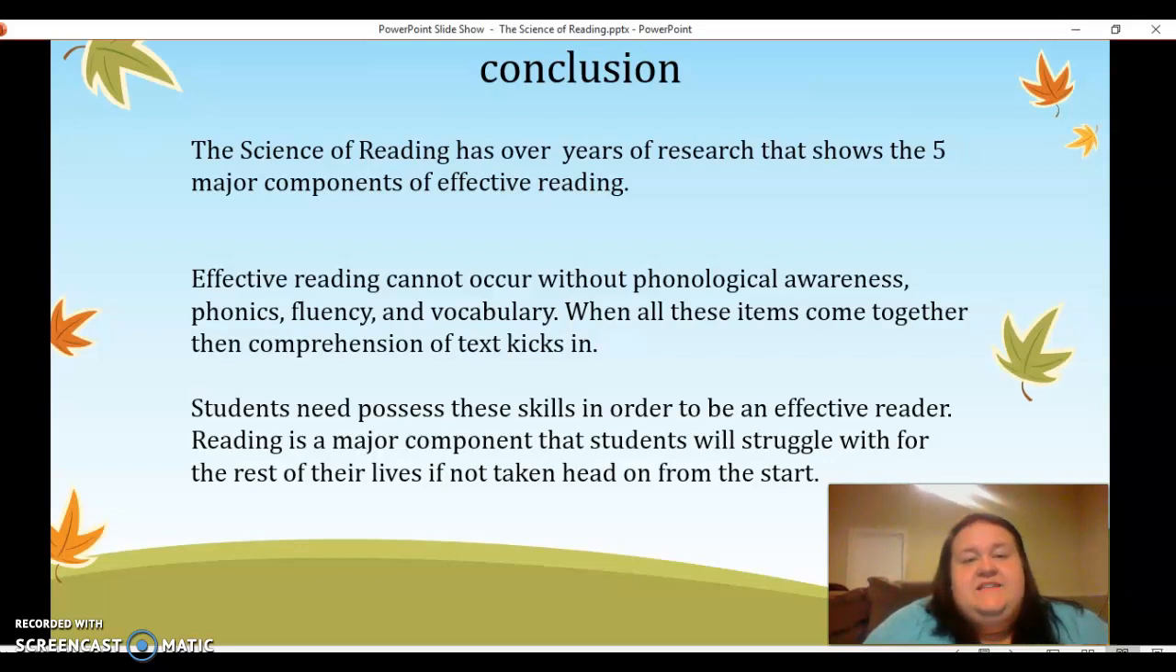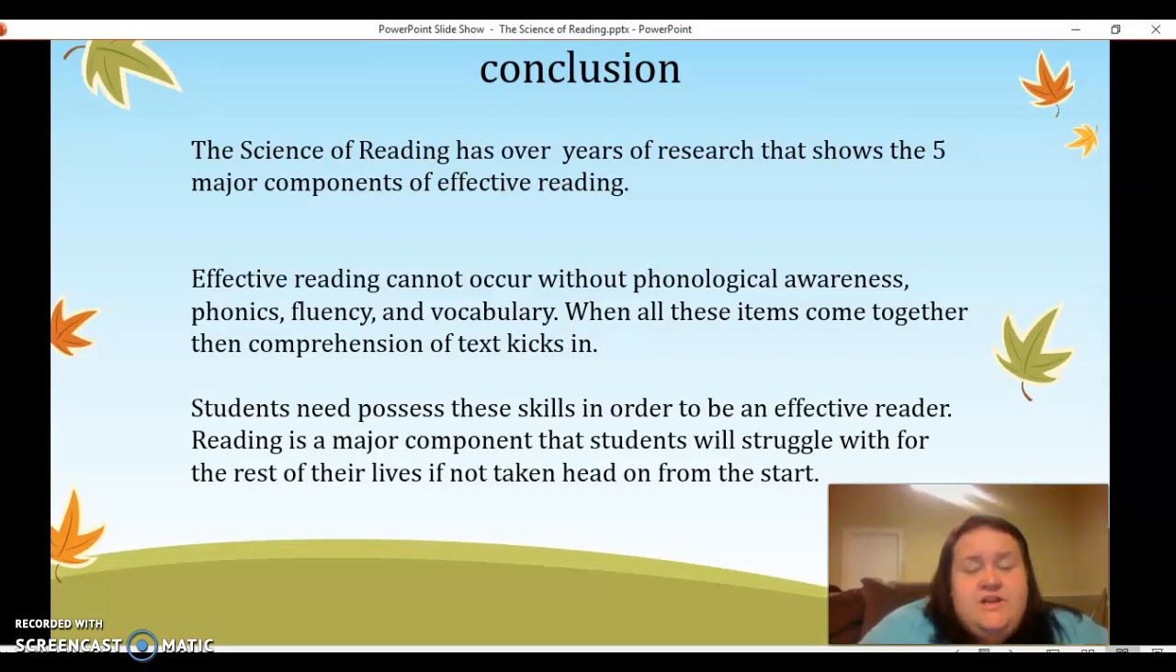The conclusion: the science of reading, with all of the years it's had, has shown great success, especially with all the theoretical models and with phonics and phonological awareness and fluency and vocabulary and comprehension being at the core of the science of reading. Effective reading cannot occur without all those components. And then, like I said earlier, once all those components come together, then the comprehension of text will come in. Students must have those 5 major components in order to be an effective reader at all.